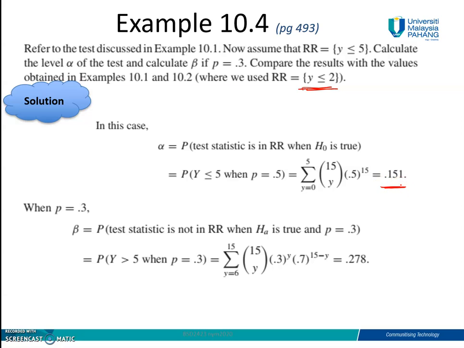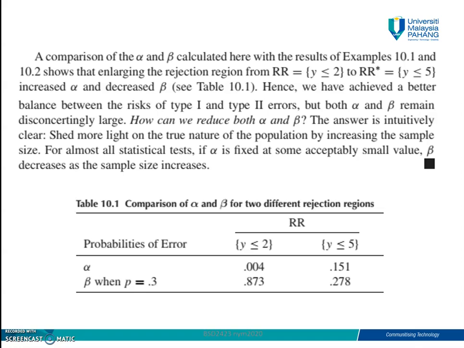Now using p equal to 0.3, this one is HA, or we call it theta A. In order to find beta, the type 2 error, you have this one. So instead of less than or equal, you will have greater than because it's not in the rejection region. Then you substitute the value into the binomial distribution here, and you will get 0.278. If you make a comparison, you can see from table 10.1, it's easier.